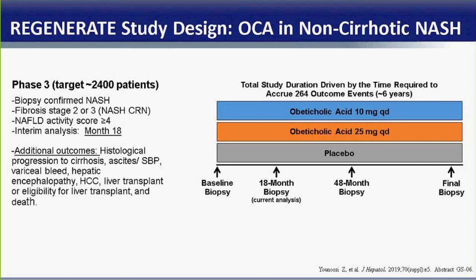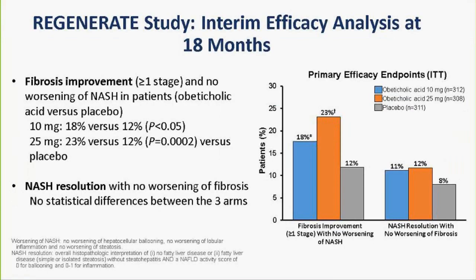That triggered the phase three trial, which was Regenerate, three different doses here of obeticholic acid, and this is what it showed. The phase two trial looked amazing. The phase three, not quite as amazing. And what you see here was with NASH resolution with no worsening of fibrosis, it didn't really hit it. It did hit fibrosis improvement slightly with no worsening of NASH. Now, that's great. This is what it's going to get FDA approved on.